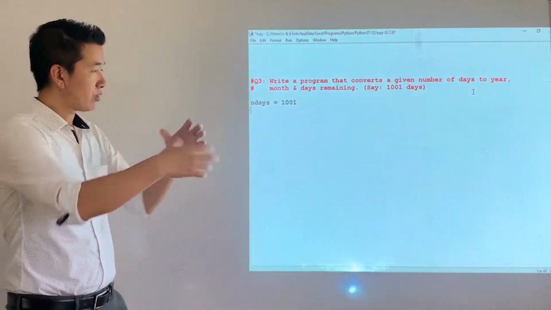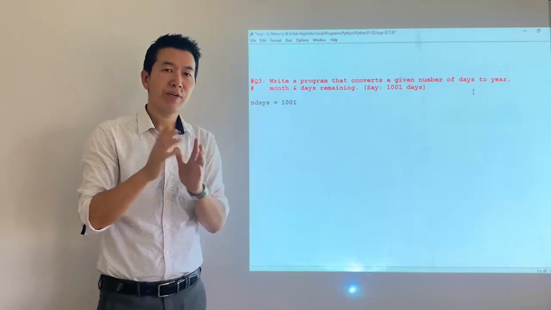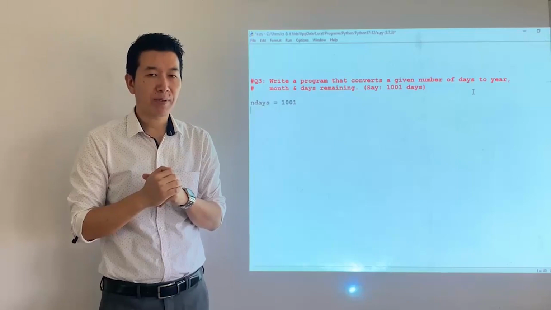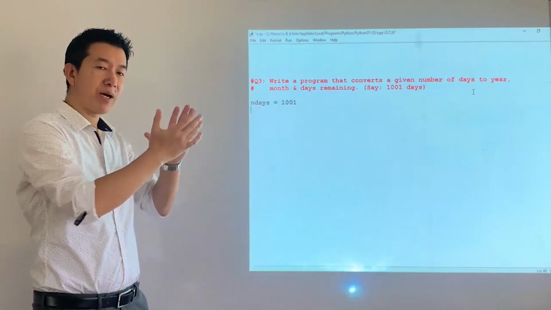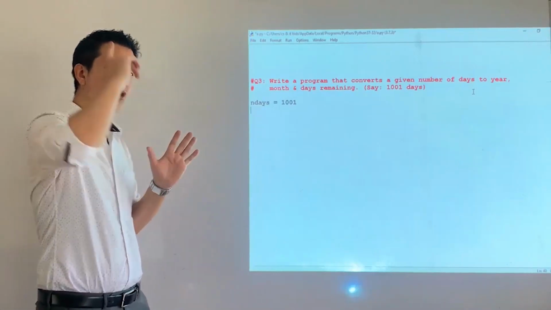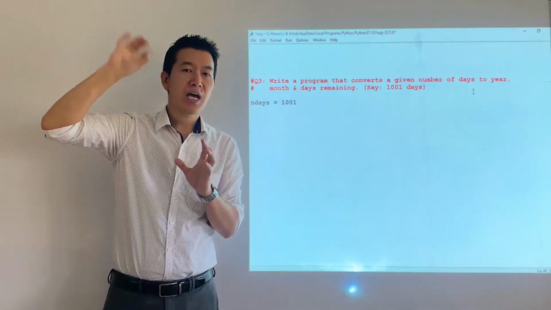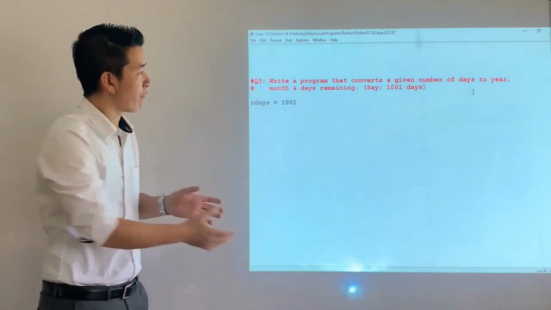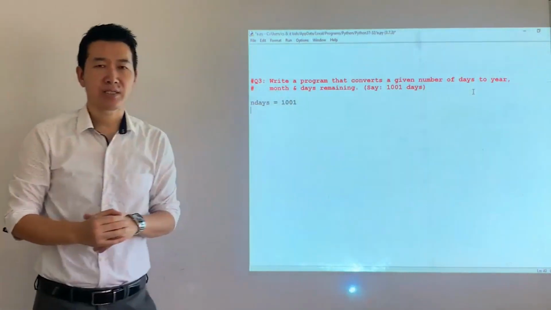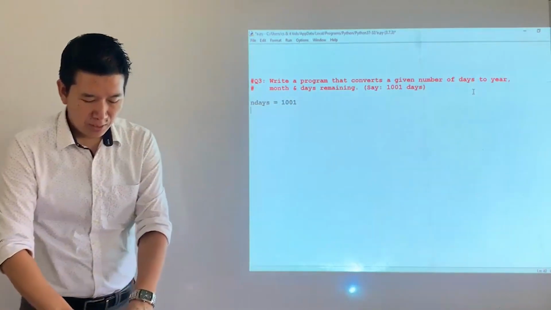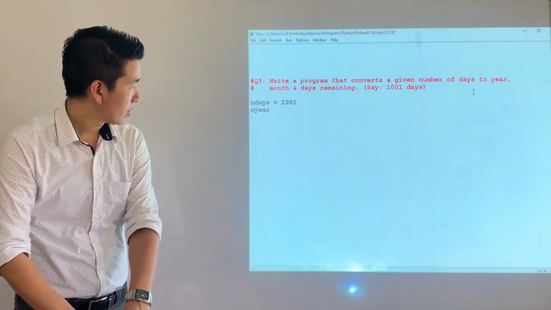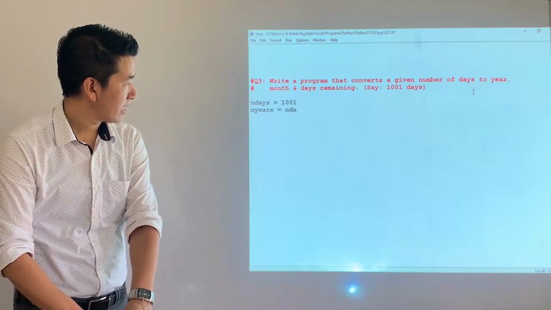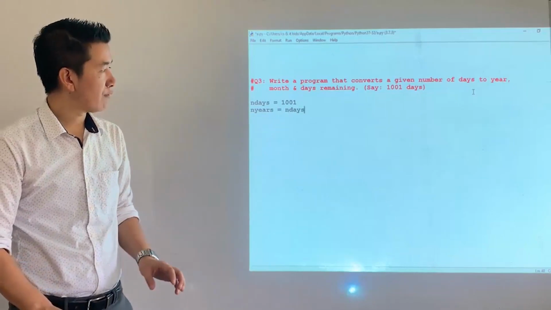First things first, we need to find the quotient. Remember, 1001 divided by 365, the quotient is 2, and that quotient indicates the number of years which we could extract from so many number of days. So the number of years, n years, is equal to n days, and then the division sign.